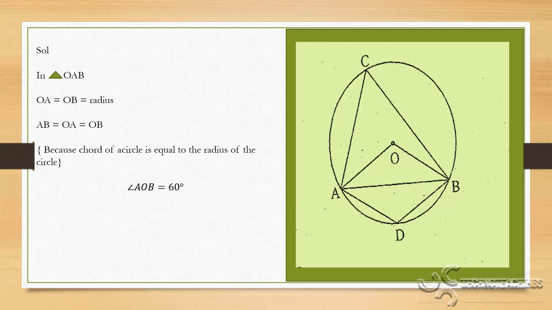Now in the solution part, in triangle OAB, as I have earlier mentioned, OA is equal to OB, which is the radius of this particular circle. Now AB is equal to OA equals OB. Because the chord of a circle is equal to the radius of the circle, therefore angle AOB is equal to 60 degrees.